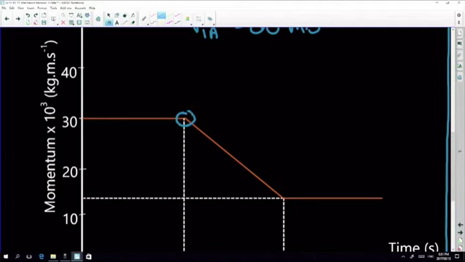I know initial momentum of A. It's 30 times 10 to the 3. I know final momentum of A, and it wasn't marked on this graph, but actually it's 14, so just believe me on this.